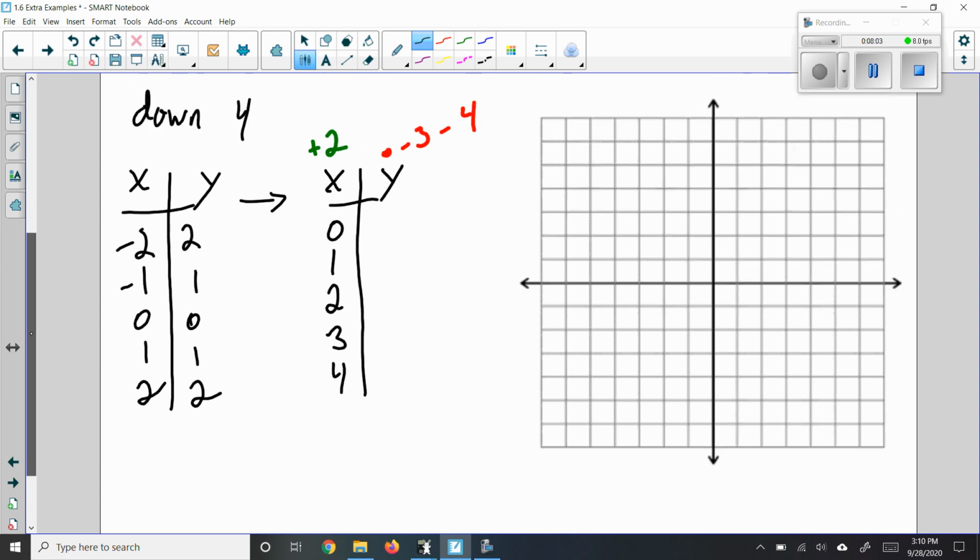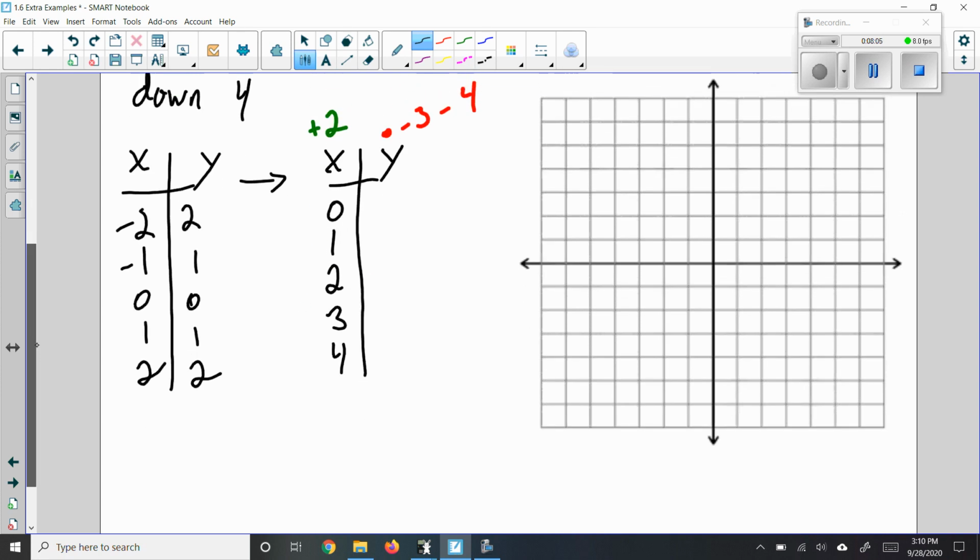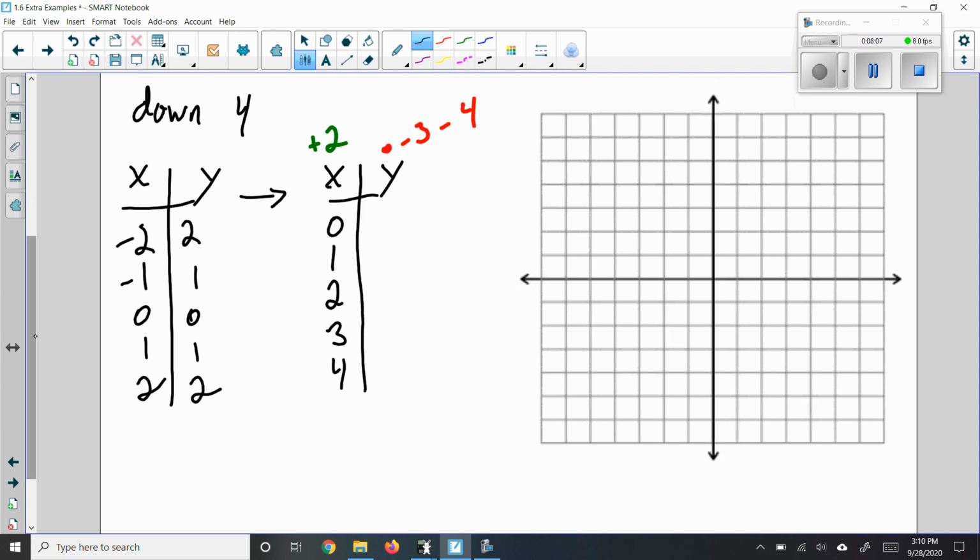Okay, so now let's do the y's. So 2 times -3 is -6, minus 4 is -10. 1 times -3 is -3, minus 4 is -7. 0 times -3 is 0, minus 4 is -4. And since it's symmetric, these values are going to be the same as these.